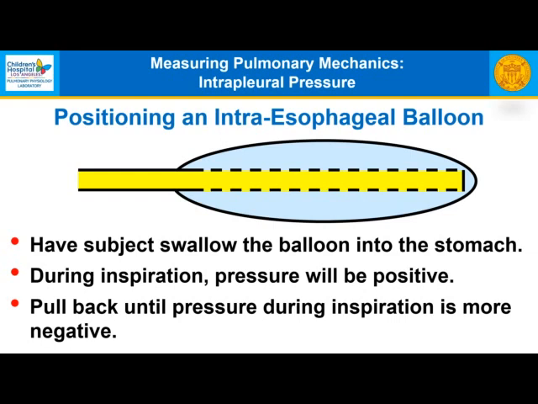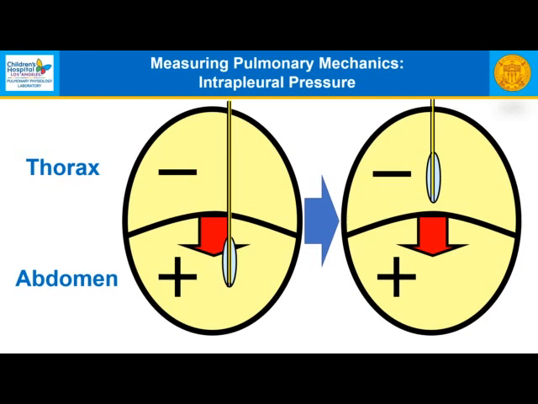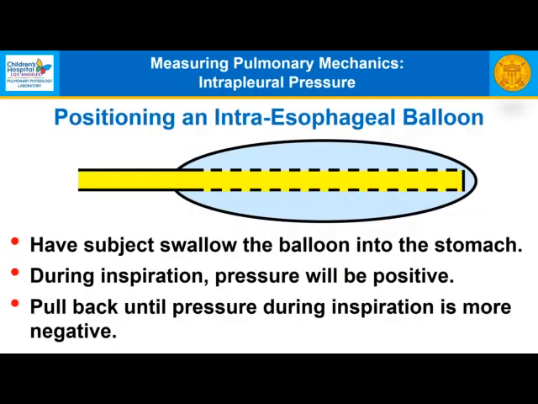Positioning the balloon: we have a subject swallow the balloon into the stomach. In the stomach during inspiration, the pressure will be positive. So you pull this back gradually until the pressure during inspiration becomes negative. Here with the balloon in the stomach, when the person takes a breath, the diaphragm increases intra-abdominal pressure, and this will be a positive pressure. When you pull it back up into the mid-esophagus, then inspiration is associated with a negative pressure, which will be reflected as negative pressures. So basically we just said that.